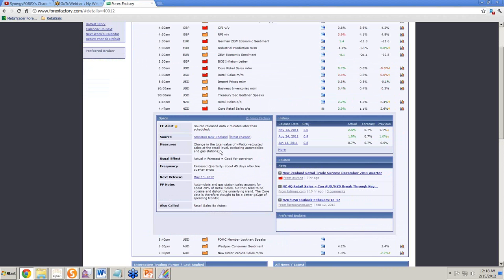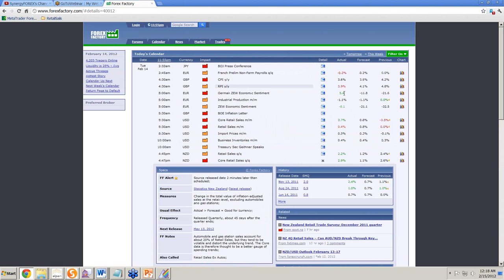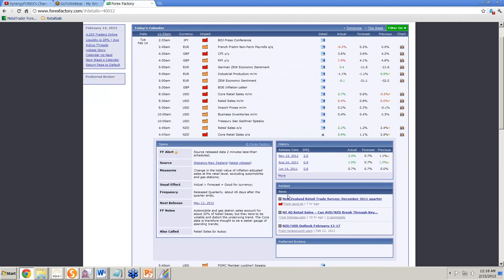For example, change in the total value of inflation-adjusted sales at the retail level, excluding automobiles and gas stations. This tells you what core retail sales means. This will also say usual effect, the actual, which is this number right here. You see actual versus the forecast, which is here, and what it does. So let's take a look. We were expecting 1.1%. We actually got 2.9%. So if the actual is better than the forecast, that equals good for the currency.